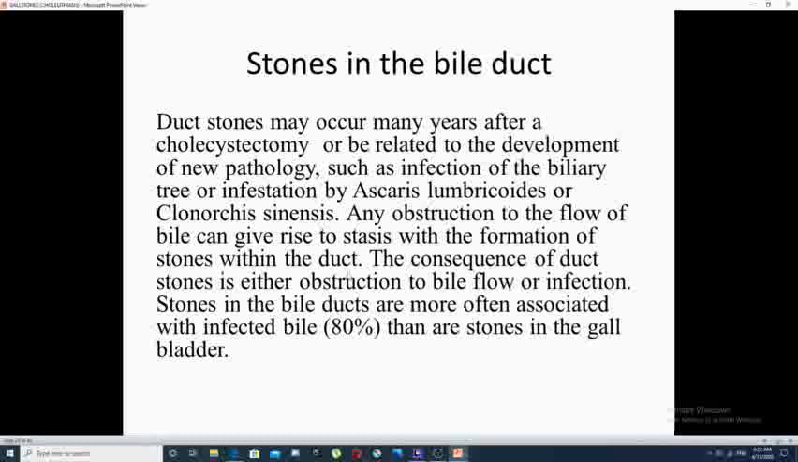Consequence of duct stone is either obstruction to bile flow or infection with cholangitis. Stones of the bile duct are more often associated with infection of the bile, in up to 80% of the cases.